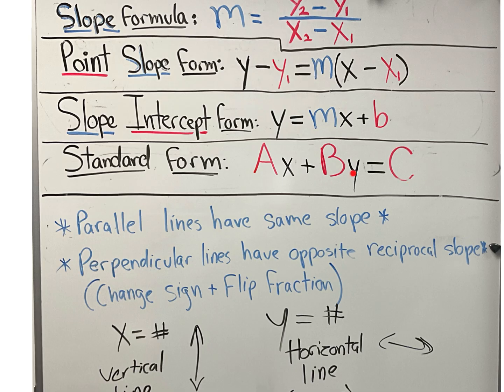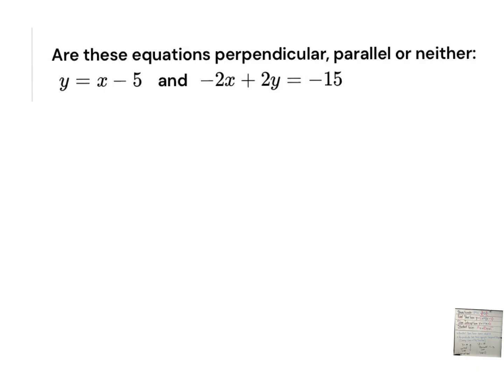And then once y is by itself, you'll be able to look at the mx term, and then you'll be able to see the m. I hope that makes sense. Let's take a look at this. As you could see right here, this is in slope intercept form. The slope is 1. And over here, you cannot see the slope because it's in standard form.